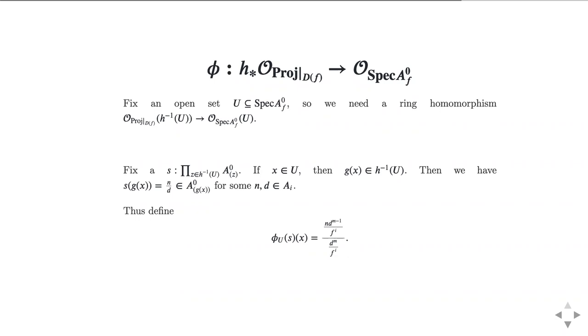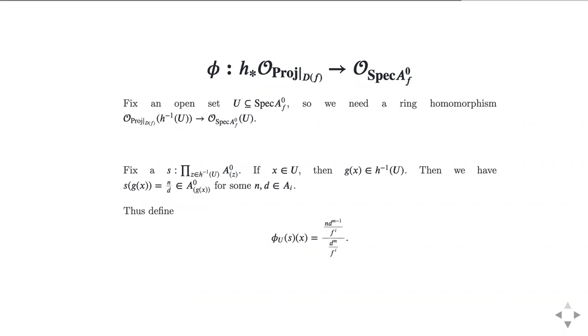So for every x in an open set U, because we can prove that g(x) is in the pre-image of U, we can actually look at the value of g(x) under this section s. Because this value is some fraction, we can take the numerator and denominator out.